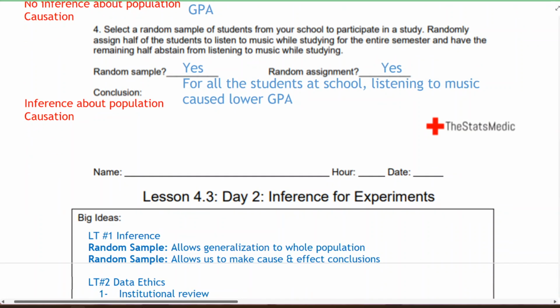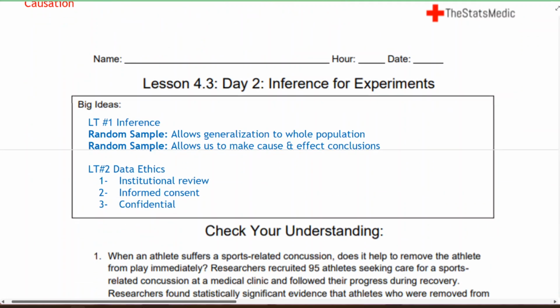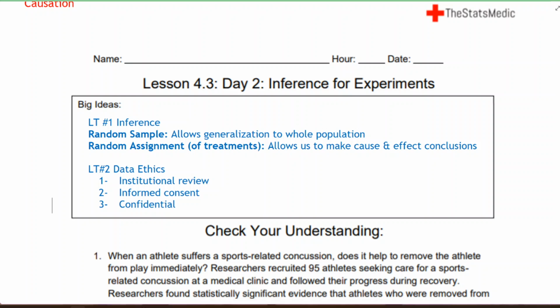We can move on to our big ideas, and our big ideas are the following. We've got number 1, inference. What can our results show us? Number 1, if we take a random sample from a population, that means we can generalize our results to the entire population. And number 2, if we have a random assignment of treatments, that's going to allow us to make a cause and effect conclusion.